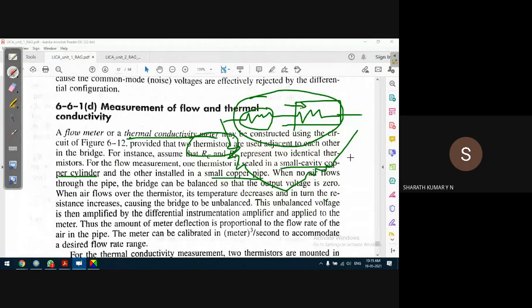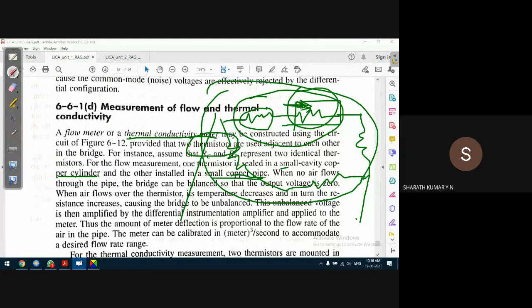So let us say, oh sorry, I drew the bridge very badly, this is one other arm of the bridge, and this is the other arm of the bridge. Initially this is in a balanced condition when there is no airflow through this copper pipe. The bridge is balanced, so the output voltage is zero. When air is fed through this pipe, the resistance of this thermistor changes, and the bridge is unbalanced. That indicates a change in the output voltage. That voltage can be used to measure the airflow. Okay, measurement of airflow.